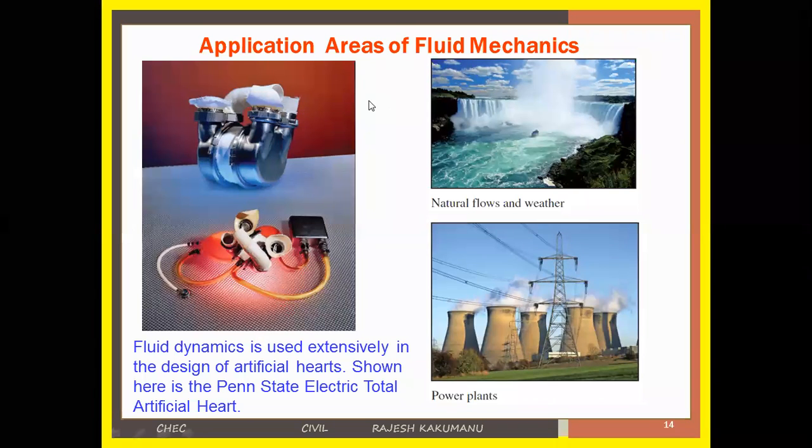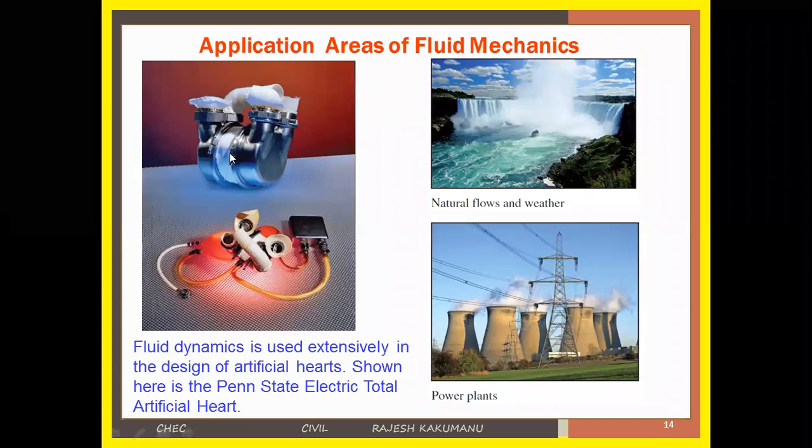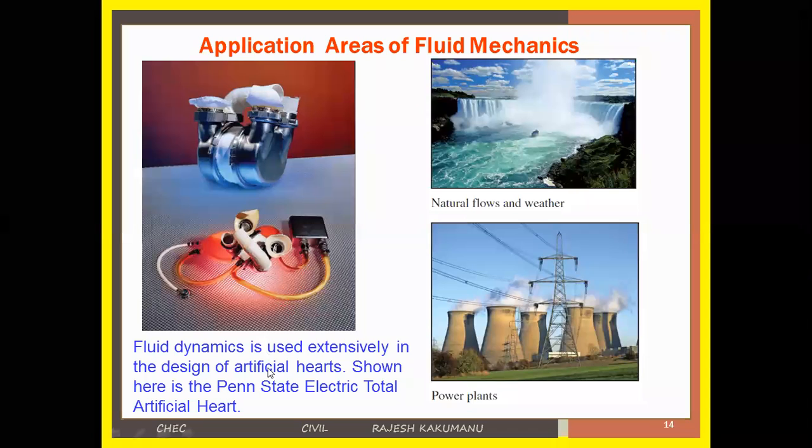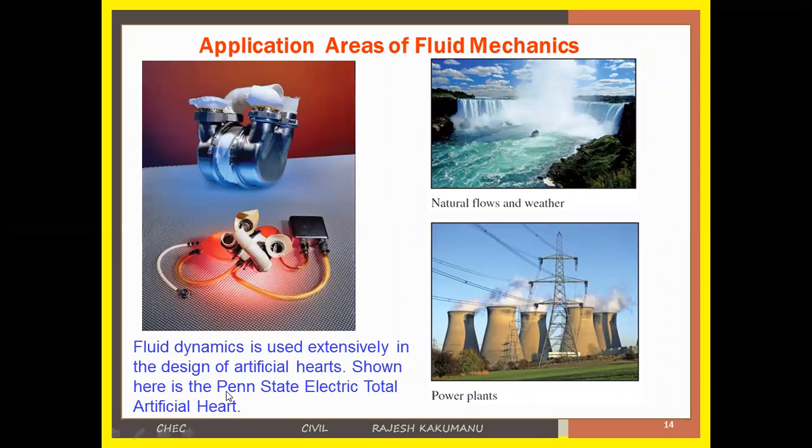So we have a number of applications. See what is this one? This one is a heart. This one is an artificial heart. Shown here is a Penn State electric total artificial heart. Fluid dynamics is used extensively in the design of artificial hearts. So in the medical context, it's an artificial heart where from this pipe the fluid is going in, and going out, pumping out through some piezoelectric system.